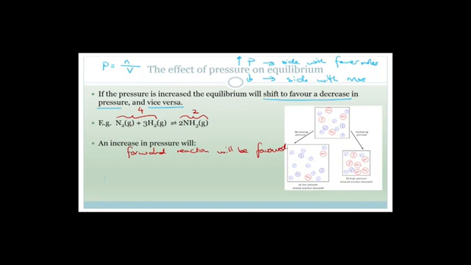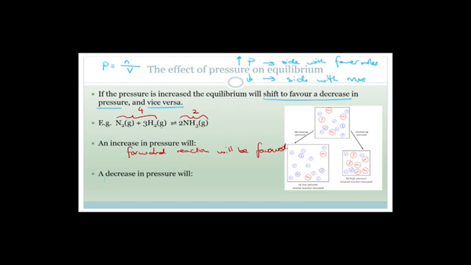What happens, though, is that if you have an increase in pressure, you'll end up with more ammonia. You've gone from 4 ammonias to 6 ammonias. The reason is that the ammonia takes up less space as a molecule than the nitrogen and hydrogen molecules take up separately. So an increase in pressure will always favor the forward reaction.